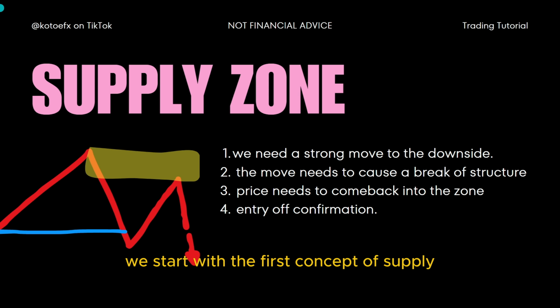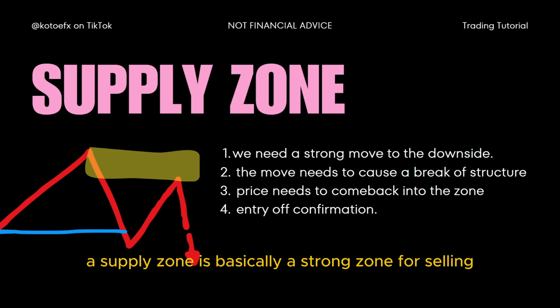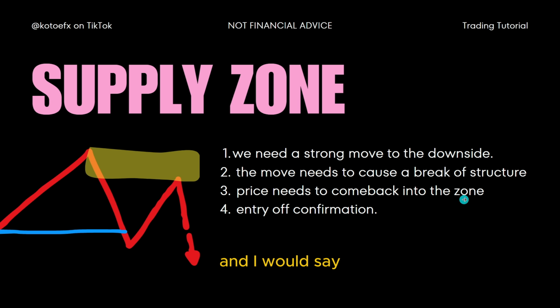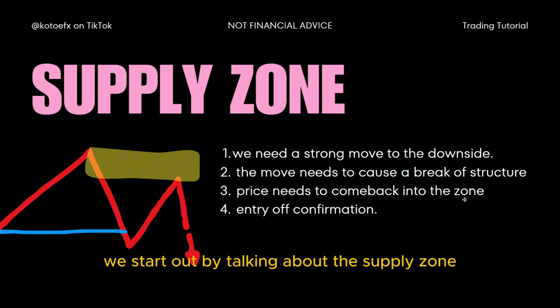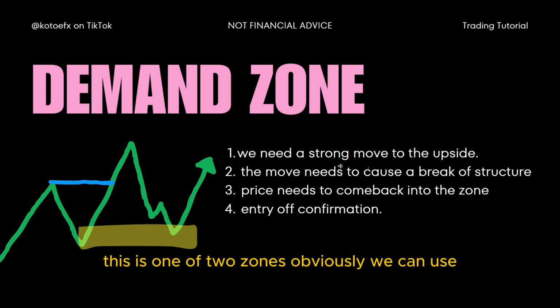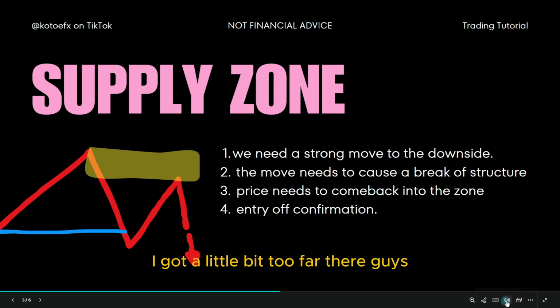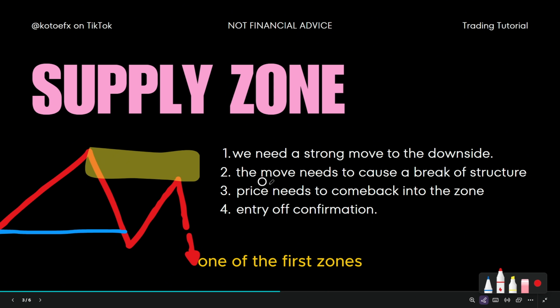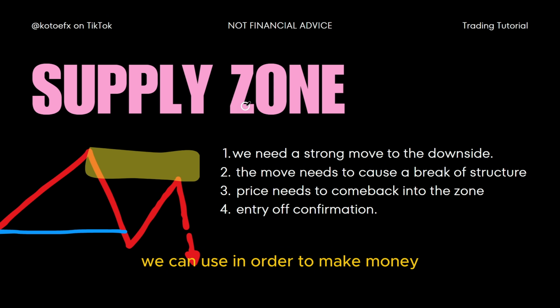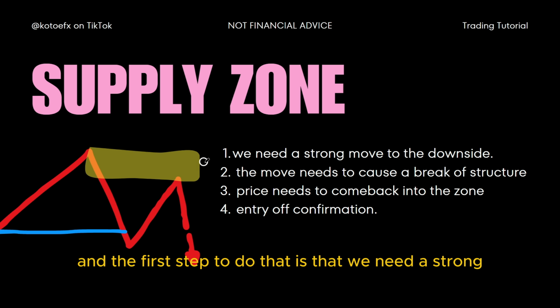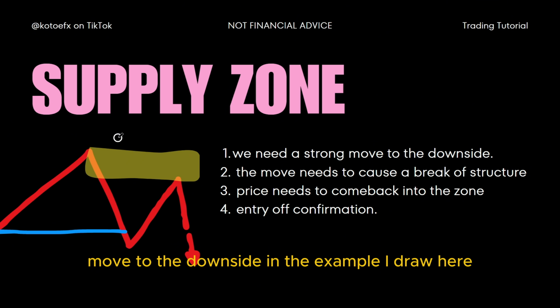We start with the first concept of supply and demand trading, and this is a supply zone. A supply zone is basically a strong zone for selling. This is one of two zones we can use in order to make money, okay? And the first step to do that is that we need a strong move to the downside.